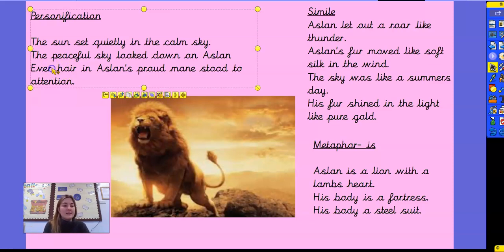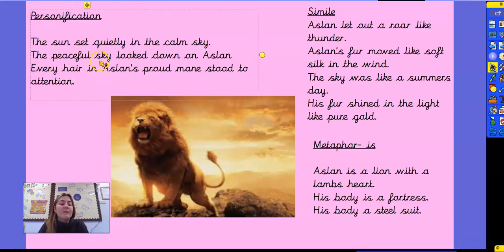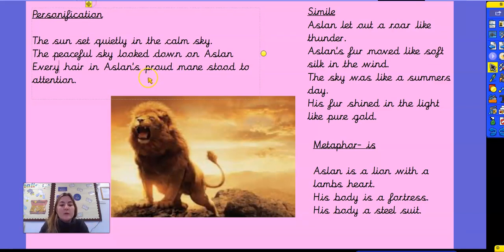And then I thought about Aslan. Could I make any personification to do with how he looks? So I said every hair in Aslan's proud mane stood to attention. Now, again, a mane can't feel proud, but it makes it look like he is grand and he is puffing his mane out. So I thought that would be a good way to use the word proud for some personification there. And then I had similes.